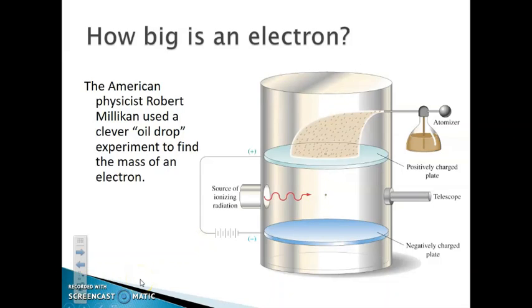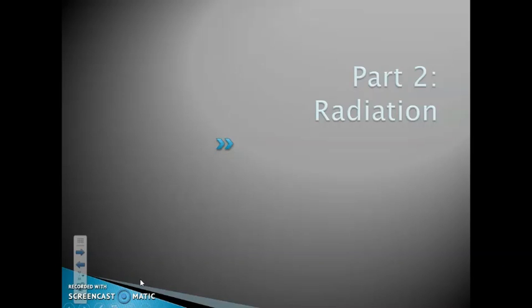His answer was pretty darn small: 9.11 times 10 to the negative 31st kilograms for the mass of the electron. Wowzers, that's tiny. And so Mr. Thomson proved that the atom was not the smallest part of matter. The electron so far was. Was there anything else? Well, we'll figure that out.